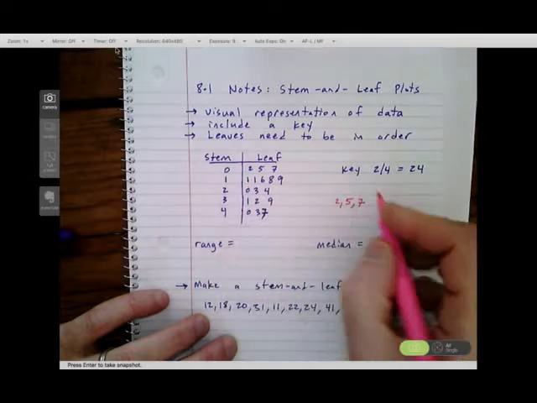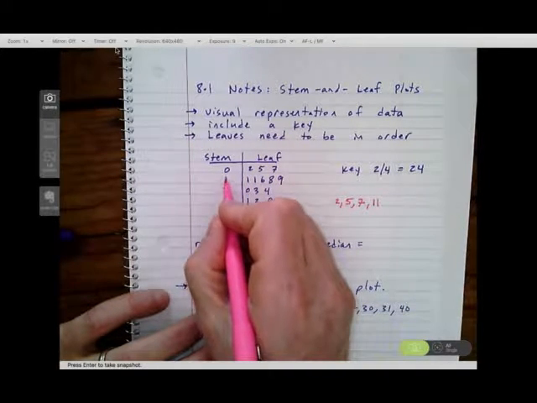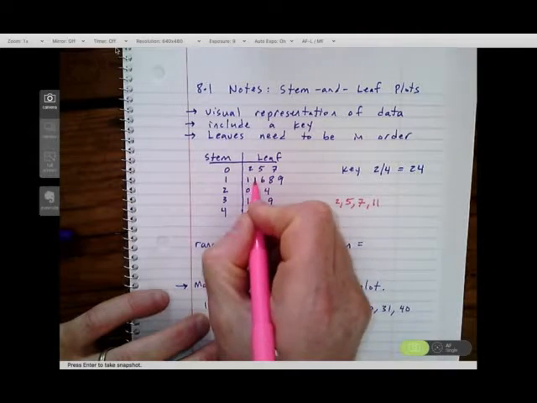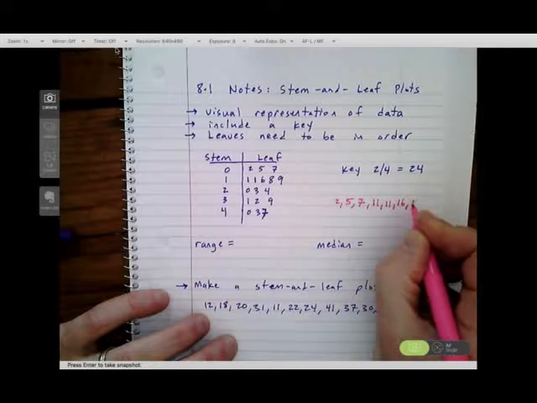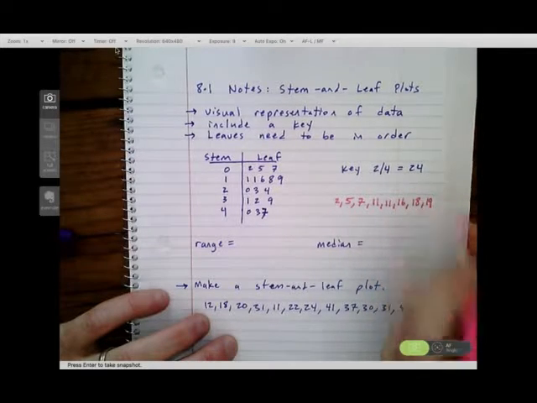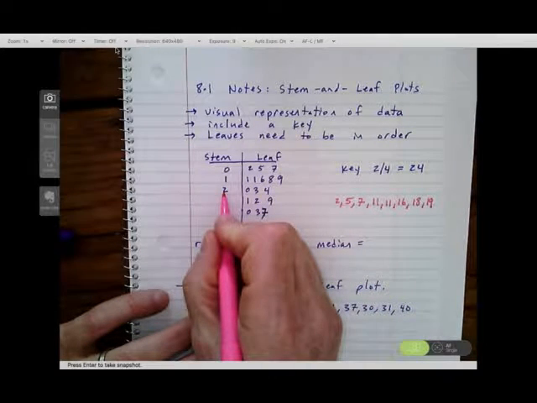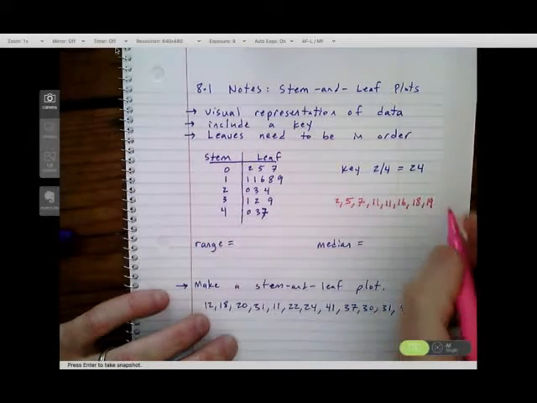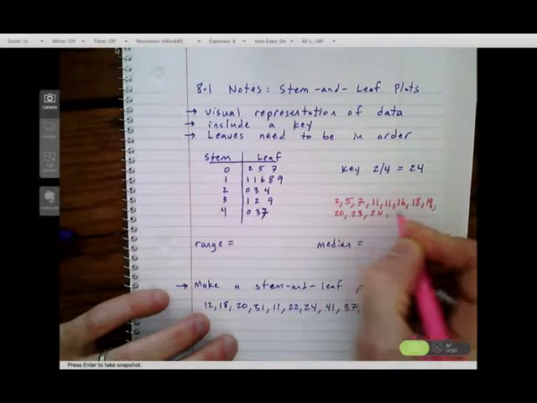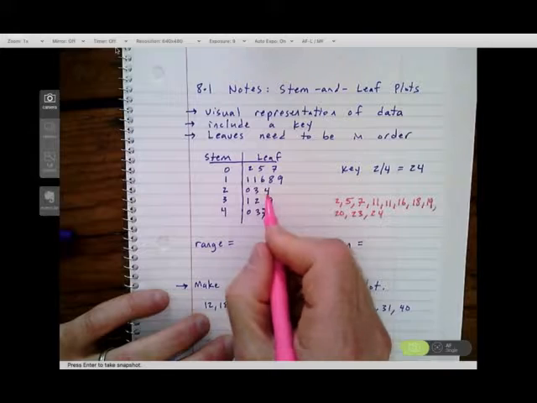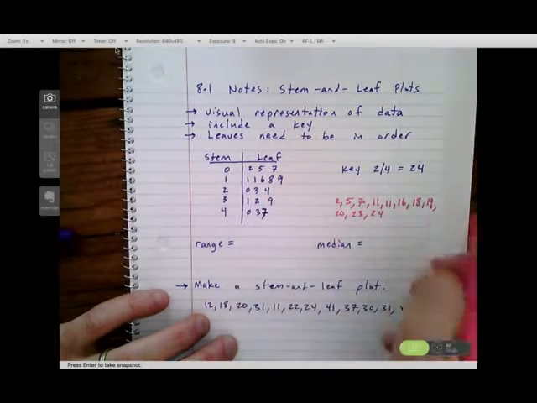So 1|1, that's 11, because now we're over here with the 1 on the stem, so that's a 1 in the tens place. 1|1 makes another 11. 1|6 is 16. 1|8 is 18. And 1|9 is 19. Okay, and then I'll move on to the 2 stem, so that's going to be 20. So 2|0 is 20. And then 23, and then 24. And that's from these guys. So there's three numbers in the 20s, 20, 23, and 24.